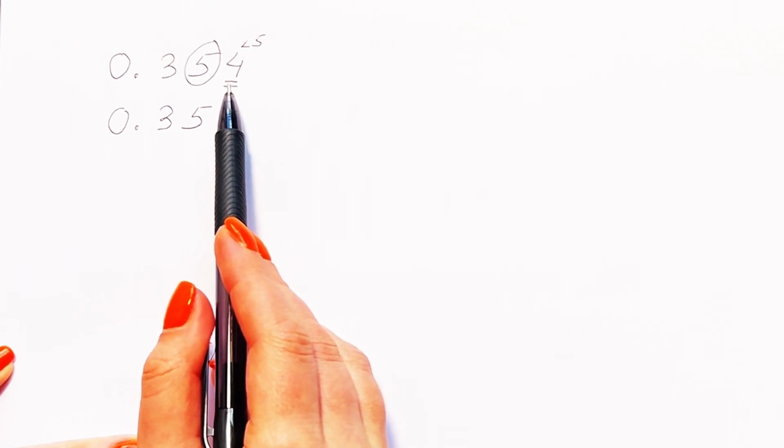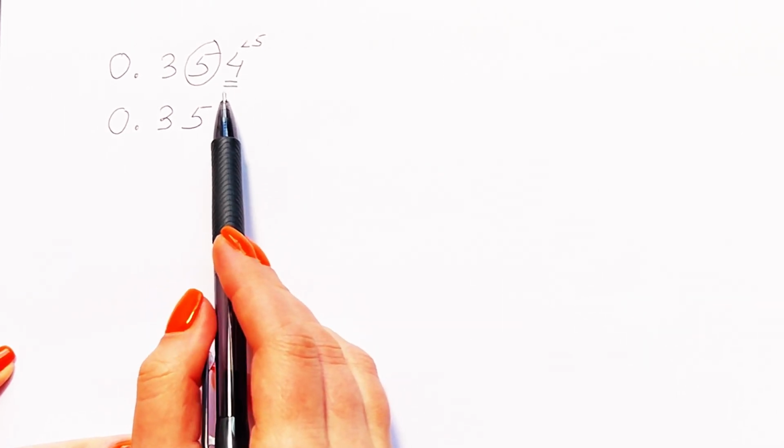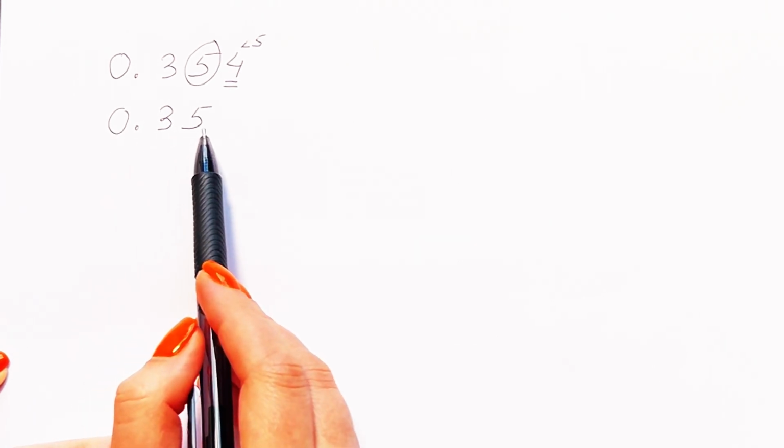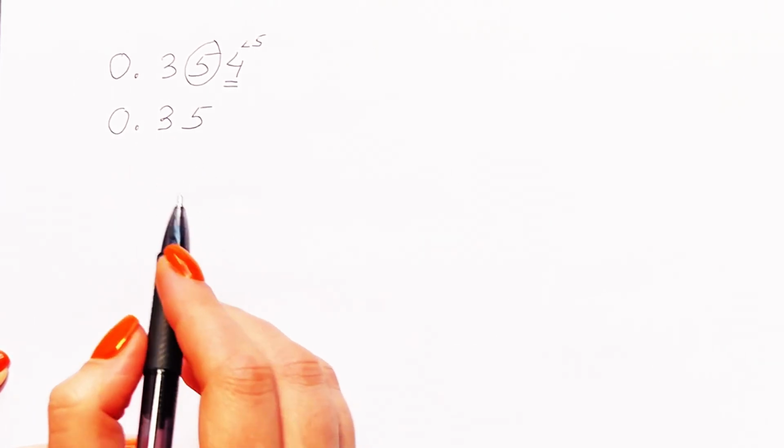So I'm just gonna round it. I'm just gonna cross out the digits after the hundreds place. 0 and 35 hundredths.